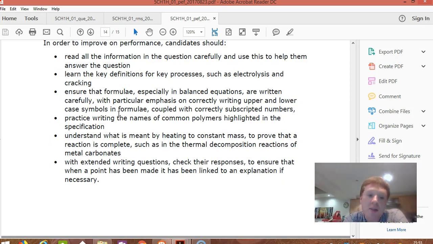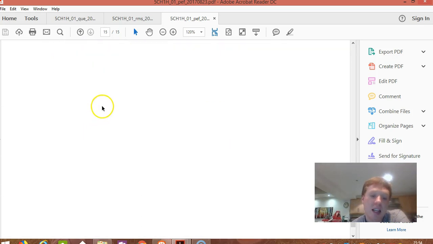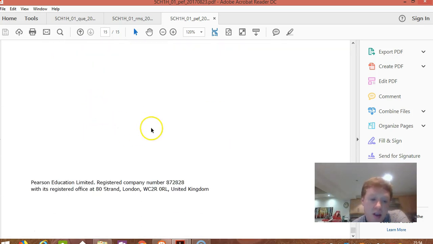Understand what is meant by heating to a constant mass to prove that a reaction is complete, such as in the thermal decomposition reactions of metal carbonates. With extended writing questions, check responses to ensure that when a point has been made, it's been linked to an explanation if necessary. So that's about it.